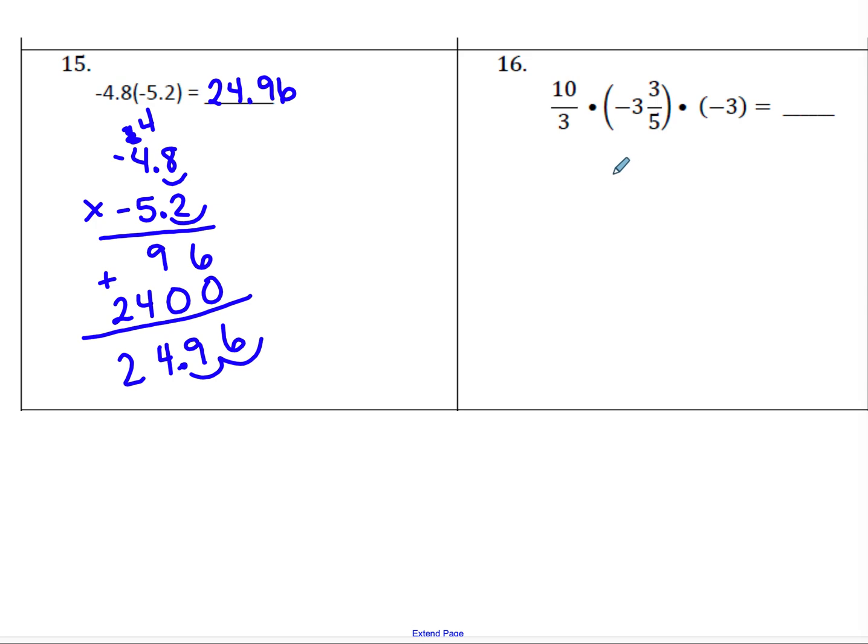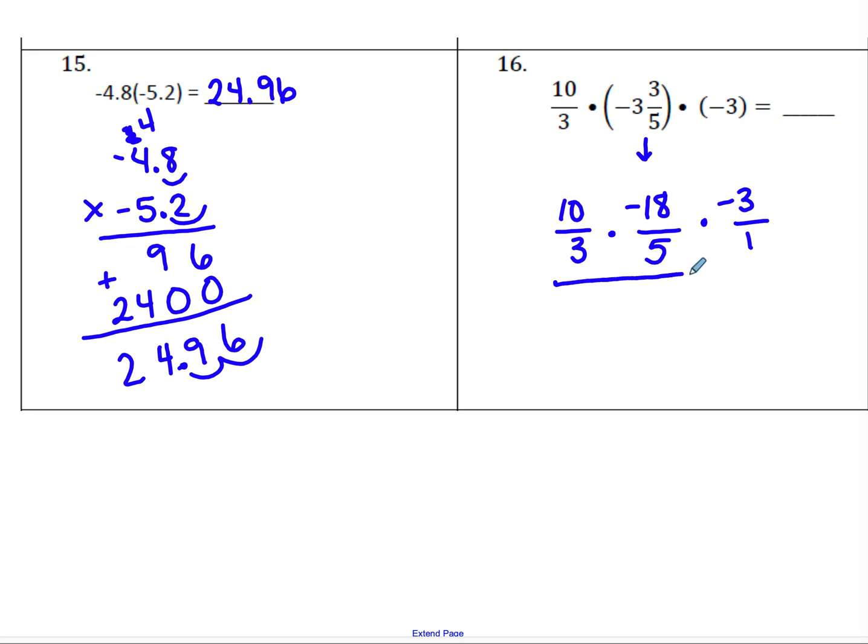All right, let's take a look at this next one. 10/3 times -3 and 3/5 times -3. All right, I need to make that mixed number an improper fraction. 5 times 3 is 15, plus 3 is 18, so I have -18/5 times 10/3 times -3. This one needs to be an improper fraction too, over 1. All right, so I've got some big numbers. Again, I'm going to cross cancel just because I like cross canceling. And I'm going to do 2 at a time because I think that's going to be easier on me.